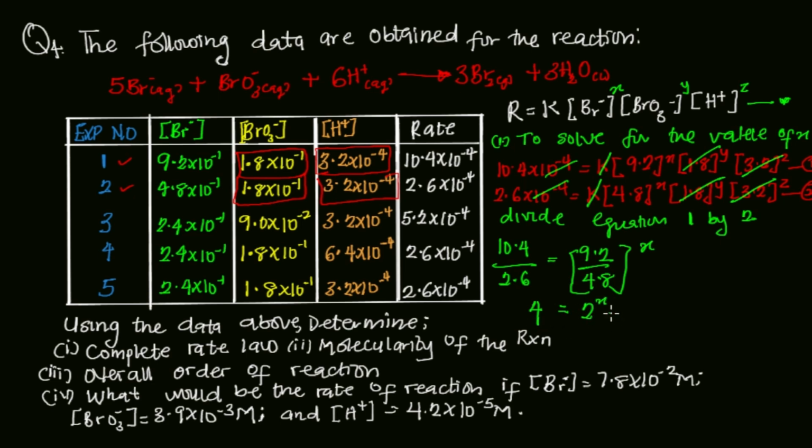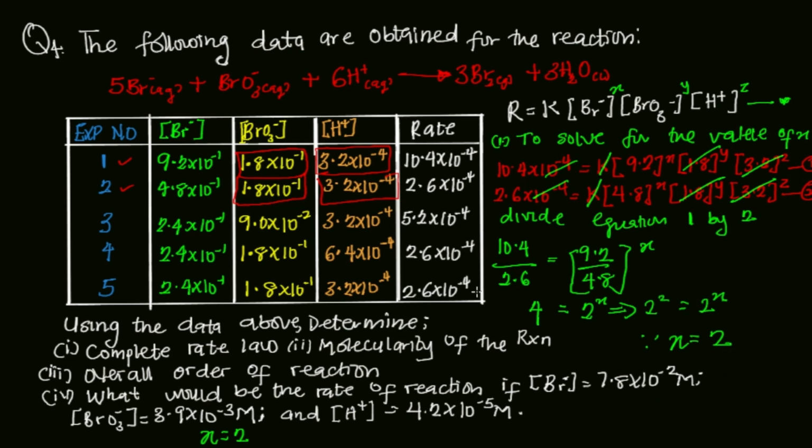So that shows that I can have this to be 3 raised to the power of 2, which is also 2 raised to the power of x. So therefore our x is equal to what? 2, right? So that shows that in this case the value of x, which is the power of the bromine ion, is actually 2. So that shows that we are going to have it to be 2. Now that's just it for the first one.